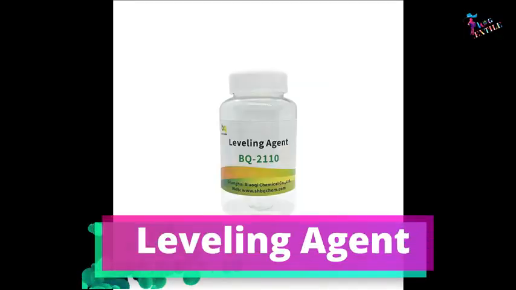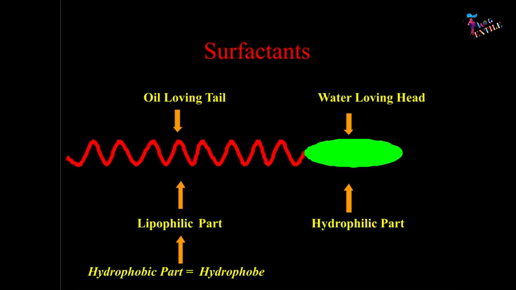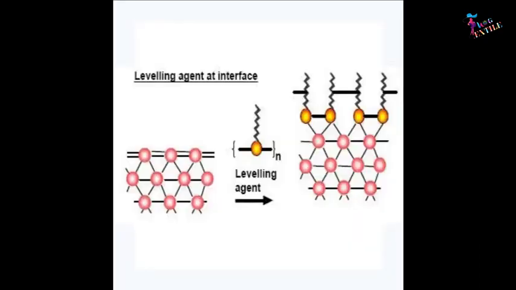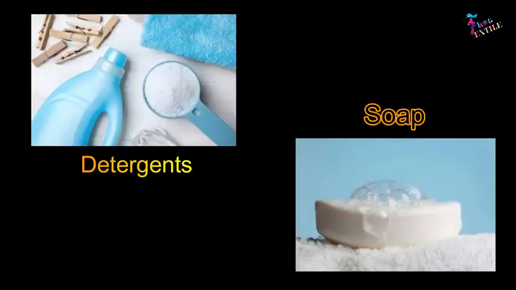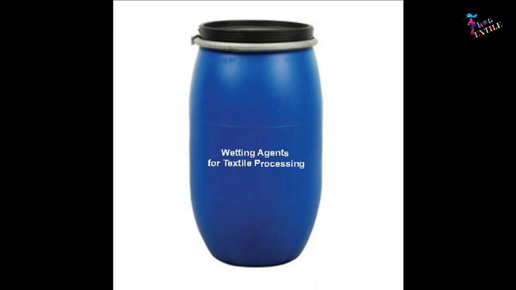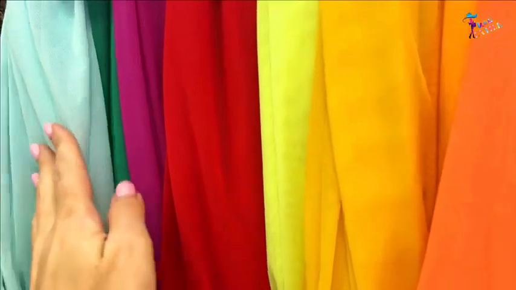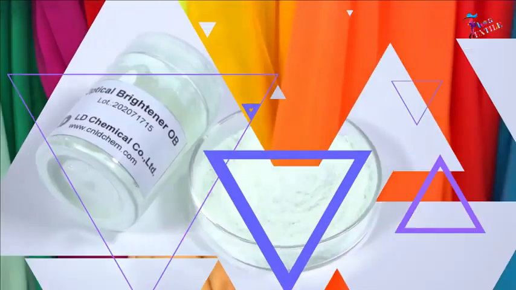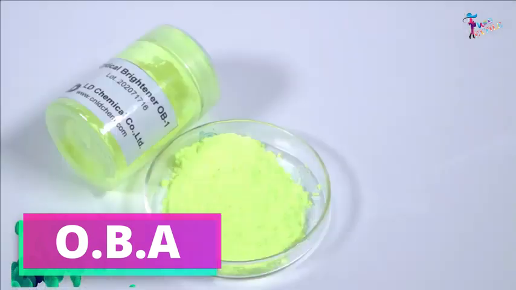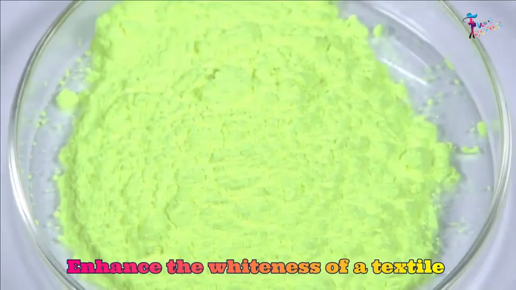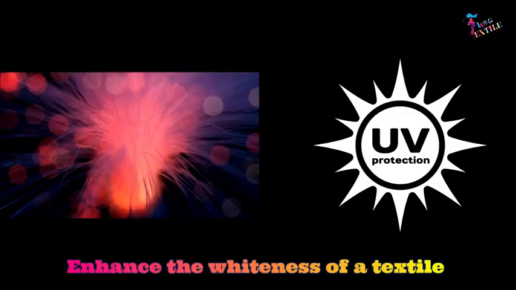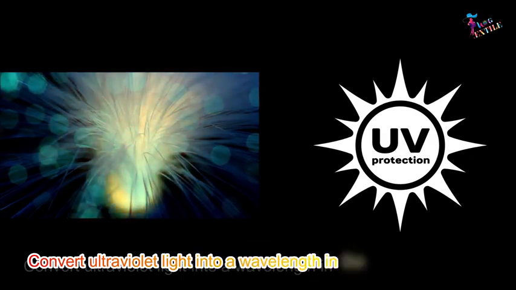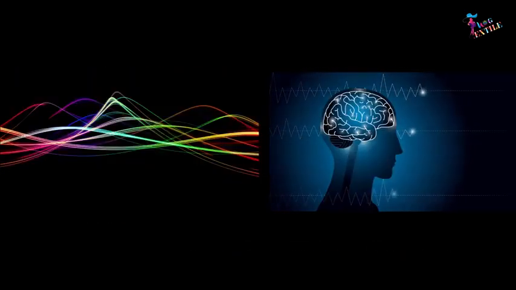Leveling agent. Leveling agents are surface active agents and are chemically related to soaps, synthetic detergents, and wetting agents. Leveling agents tend to slow down the dye uptake to the fibers, helping to produce a more uniform color in the textile fiber. OBA. OBAs are normally used to enhance the whiteness of a textile. They convert ultraviolet light into a wavelength in the visible spectrum.